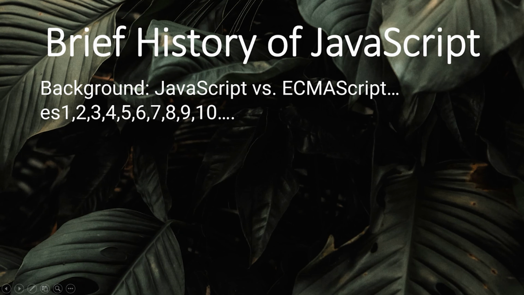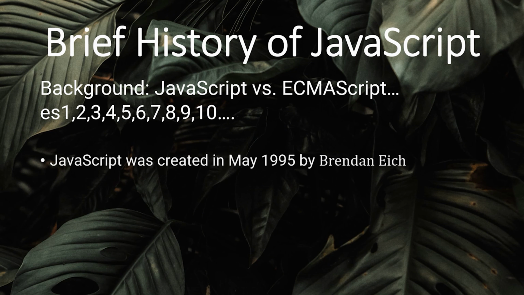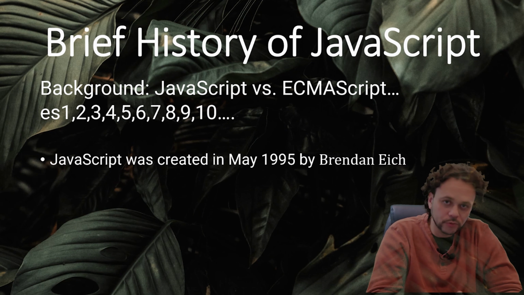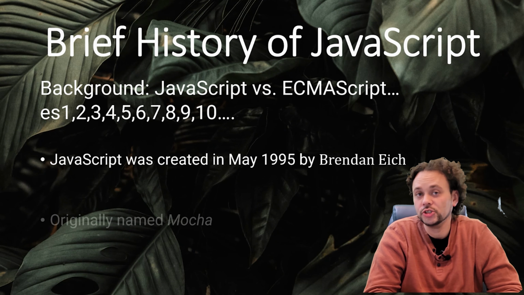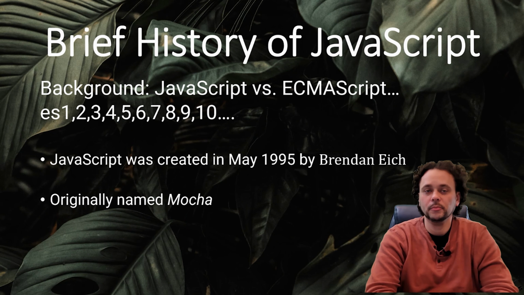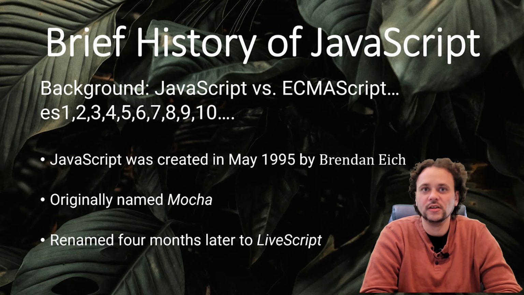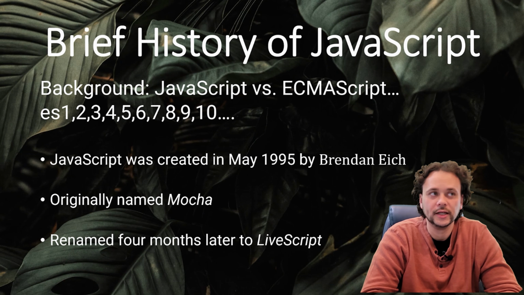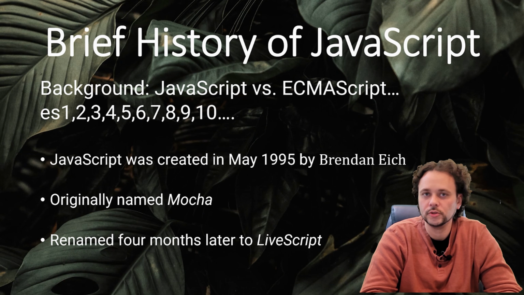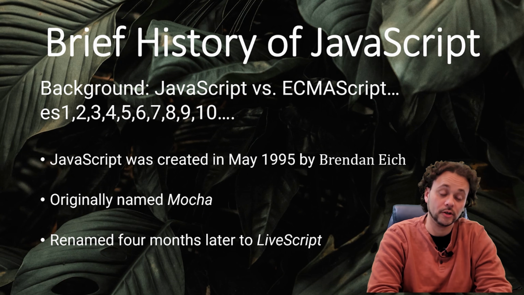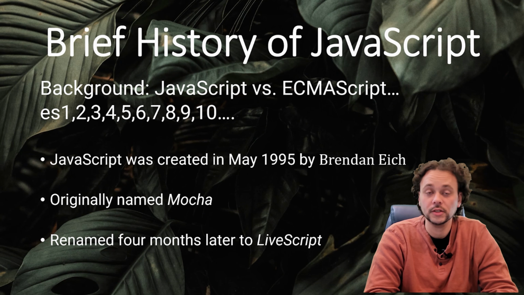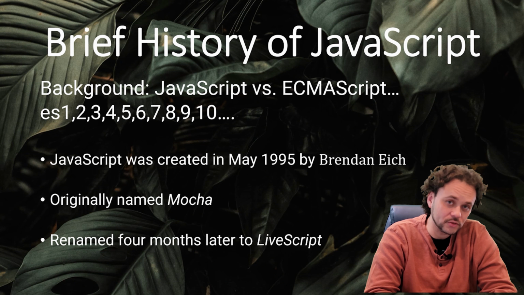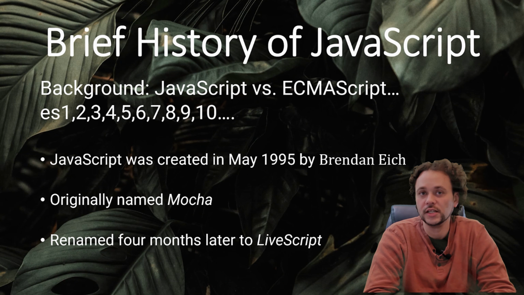JavaScript was created in May of 1995 by Brendan Eich while he was at Netscape. It was originally named Mocha, a name that was chosen by Netscape's founder. But then around 4 months later, it was renamed to LiveScript. At that time, Sun Microsystems had owned the trademark for JavaScript, but Netscape acquired a trademark license to use the term JavaScript, and it renamed LiveScript to JavaScript in December of 1995.